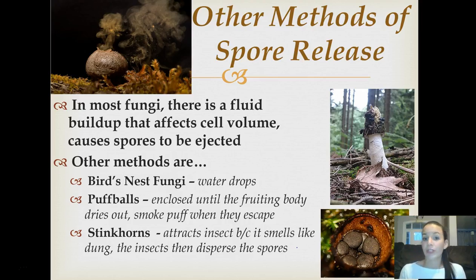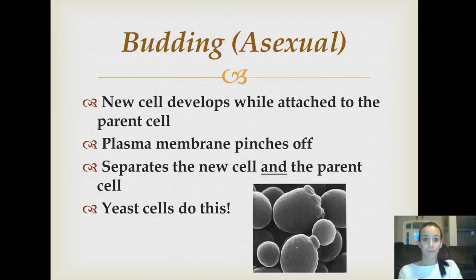There's also some interesting methods of spore release. So in most fungi, there's going to be a fluid buildup that affects the cell volume and causes those spores to just be ejected. But there's a few other methods. Things like bird nest fungi, which has water drops of spores. Puffballs are enclosed until the fruiting body dries out, and then there's a big smoke puff when they escape. And then stinkhorns. These actually smell very bad, which is why they're called stinkhorns, and they attract insects because they smell like dung or animal waste. The insects are then transporting the spores everywhere else.